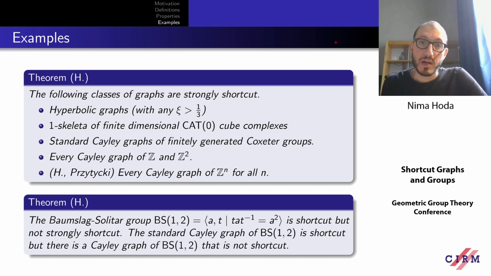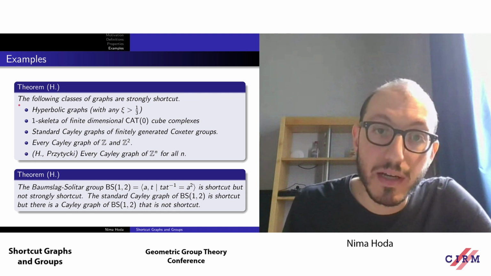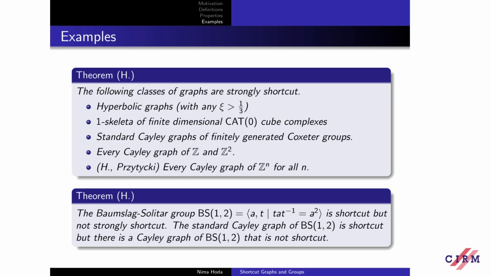Okay, let's talk about some examples from geometric group theory. We can show that these classes of groups are all strongly shortcut. So hyperbolic graphs are strongly shortcut. That's not too hard to see, especially using the K by Lipschitz characterization of the strong shortcut property.